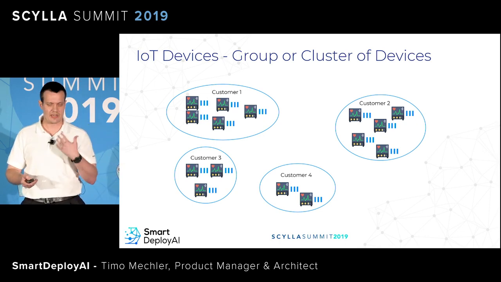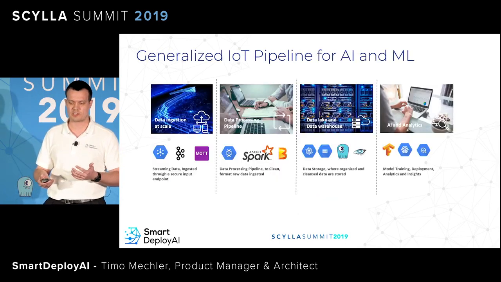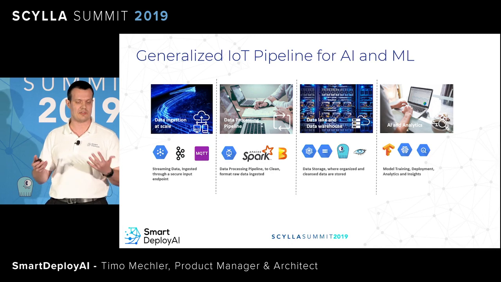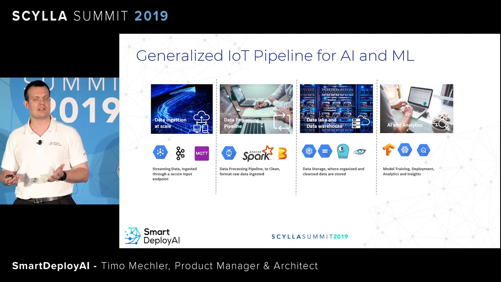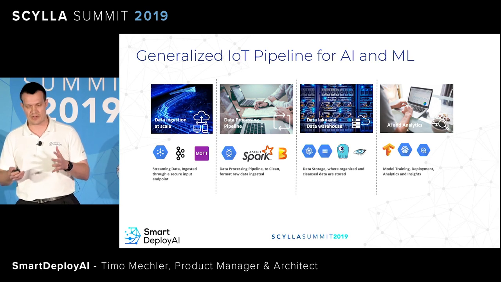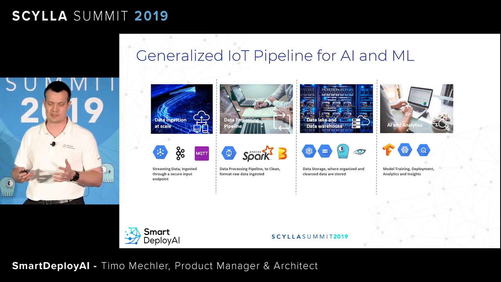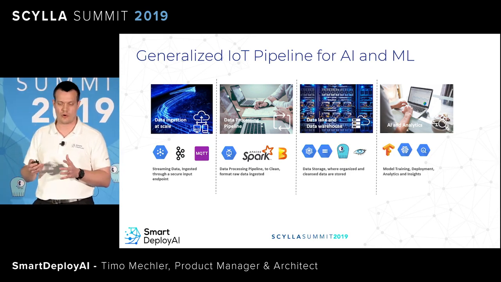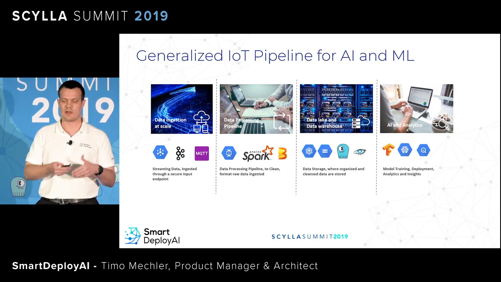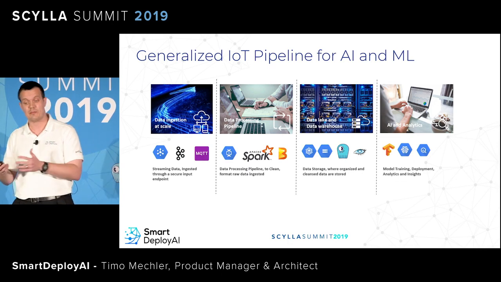So having laid the foundation there, how do we at SmartDeploy AI think about a generalized IoT pipeline for AI and ML? To us, it breaks down to 4 major parts. You've got the data ingestion that needs to happen at scale. There are solutions and technologies that are well known. We work on GCP, Pub/Sub being one, Kafka, MQTT.